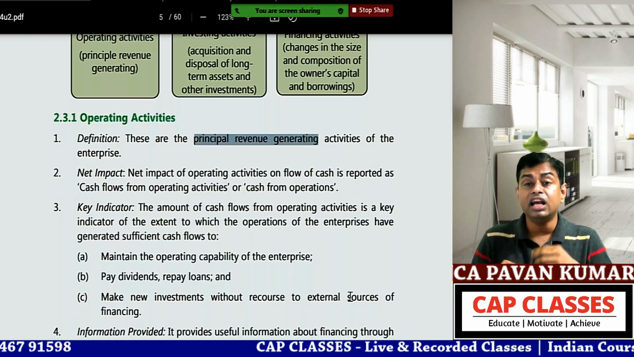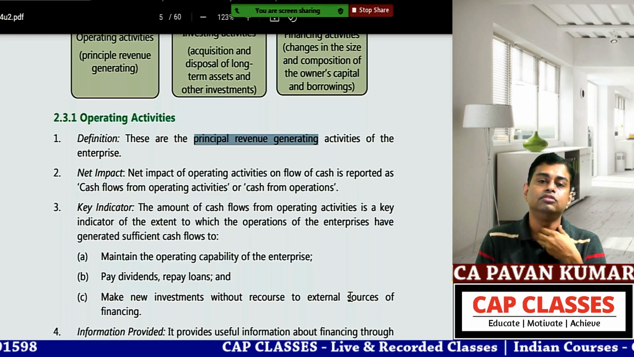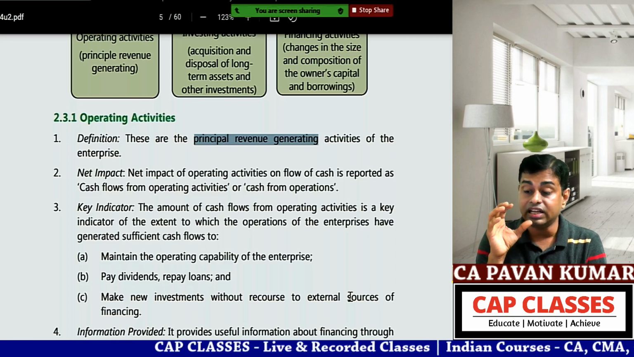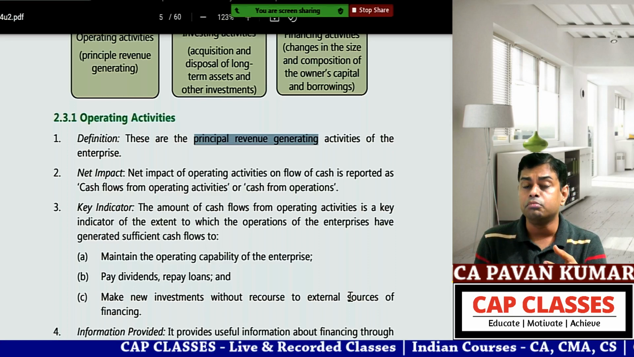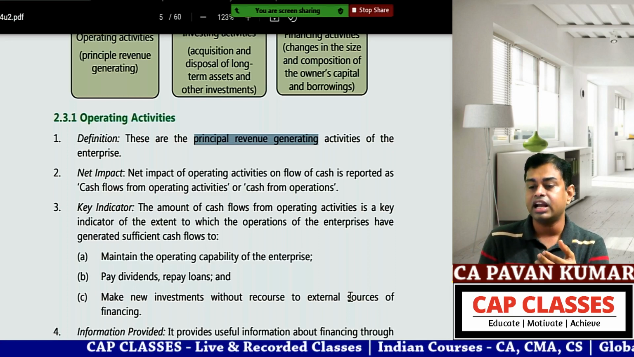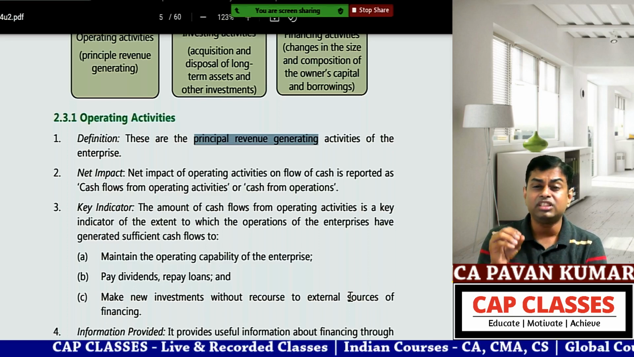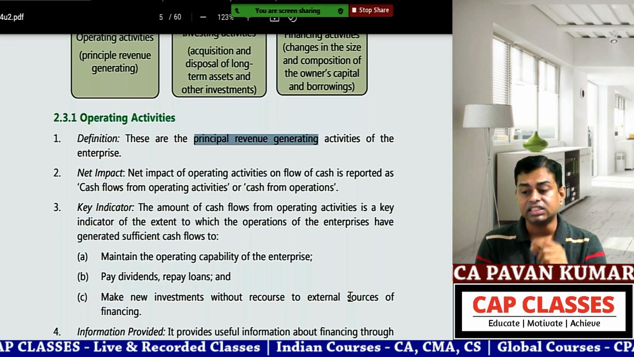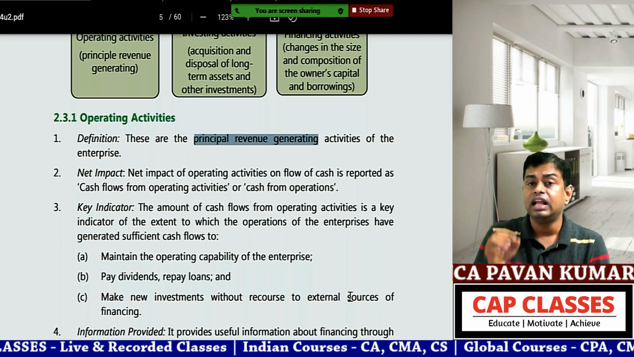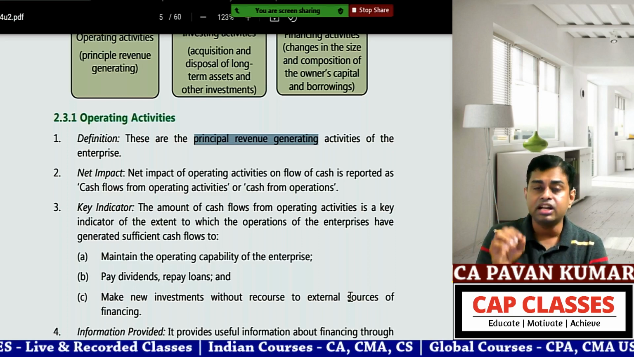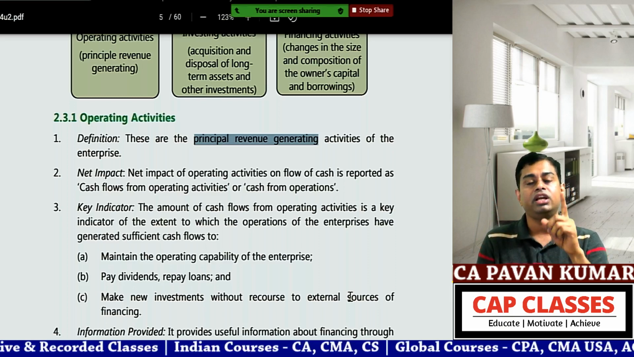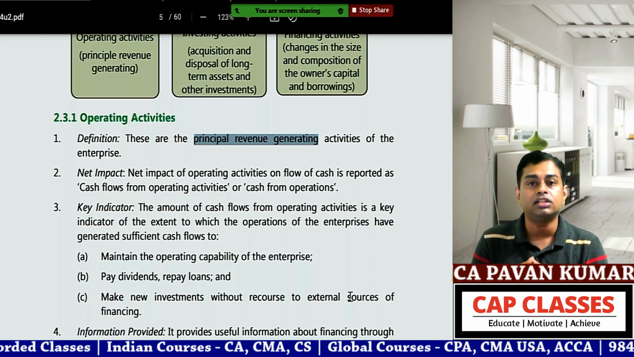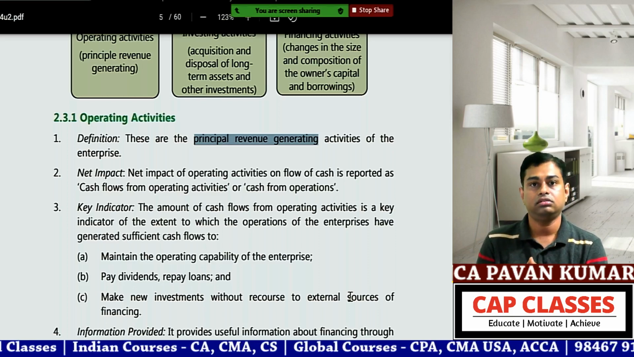Imagine I am running a school. From students I am collecting tuition fee. Is it operating activity? Yes. I am selling notebooks. Is that cash operating activity? Yes. I am selling textbooks, study materials. Is that operating activity? Yes. Exam fee? Yes. Lab fee? Yes. Library fee? Yes. Transportation fee? Yes. Computer lab fee? Yes. Karate? Yes. Music classes? Yes. Extracurricular projects.